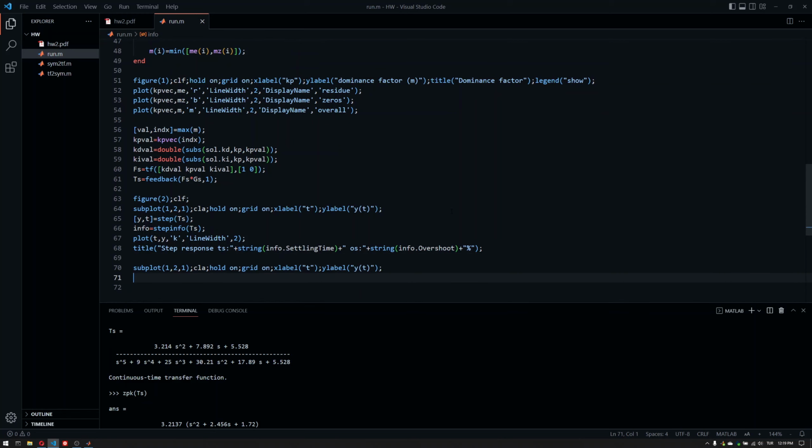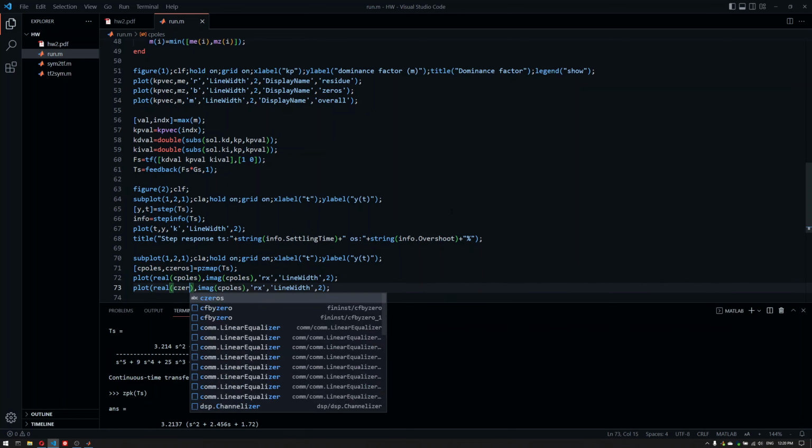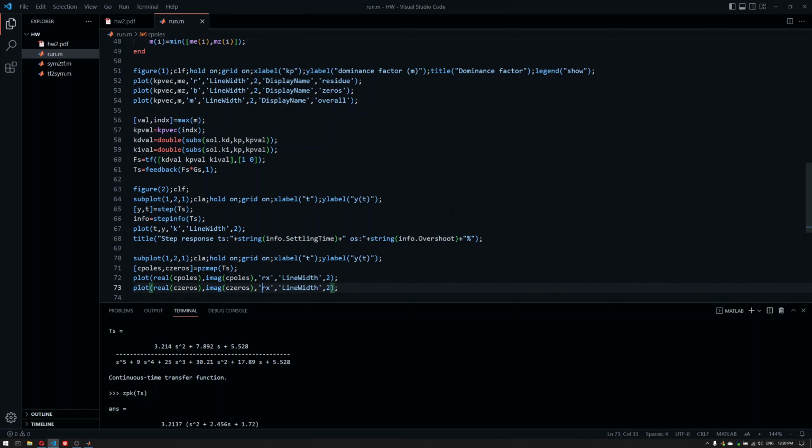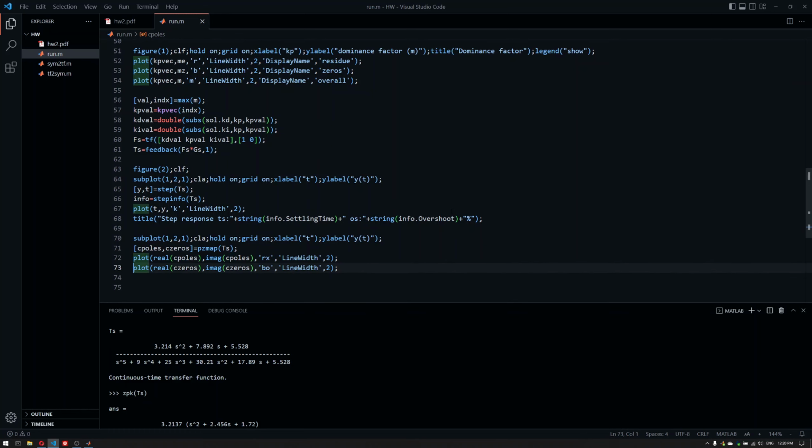Now, in terms of this, I just want to get the poles and zeros, pzmap, and then ts, plot them, real of poles, imaginary of poles, use x, maybe something like this. And then zeros. Circles.